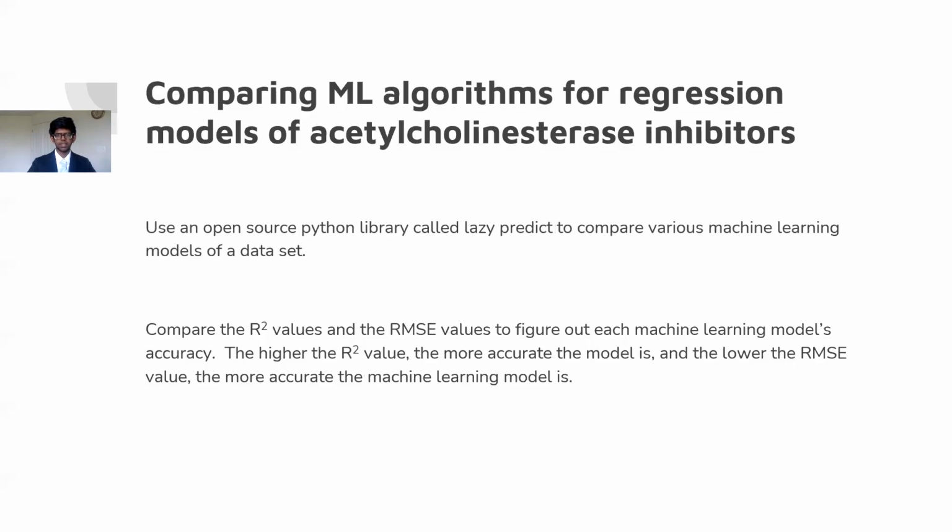And then moving on to part 5. This is comparing the machine learning algorithms for the regression models of acetylcholinesterase. I used an open source Python library called LazyPredict to compare various existing machine learning models on a dataset. I compared the R-squared values and the RMSE values to figure out each machine learning model's accuracy. The higher the R-squared value, the more accurate it is, and the lower the RMSE value, the more accurate it is. So when looking for accurate machine learning models, you want to find high R-squared values and low RMSE values to get the most accuracy.